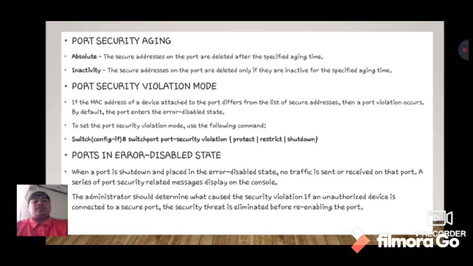Ports in error-disabled state. When a port is shut down and placed in the error-disabled state, no traffic is sent or received on that port. A series of port security related messages display on the console. The administrator should determine what caused the security violation. If an unauthorized device is connected to a secure port, the security threat is eliminated before enabling the port.